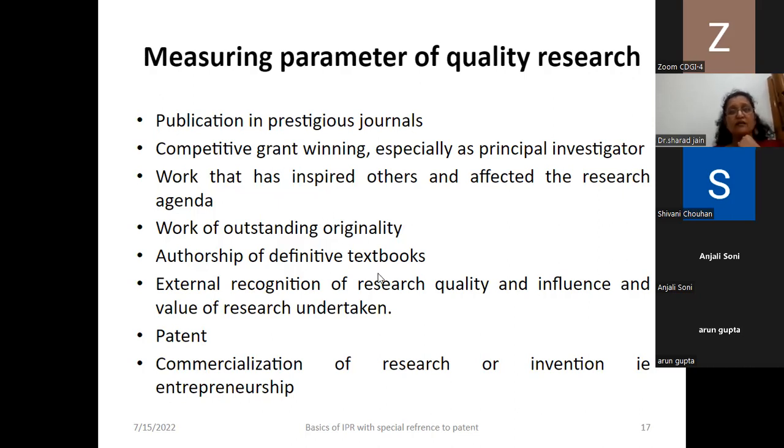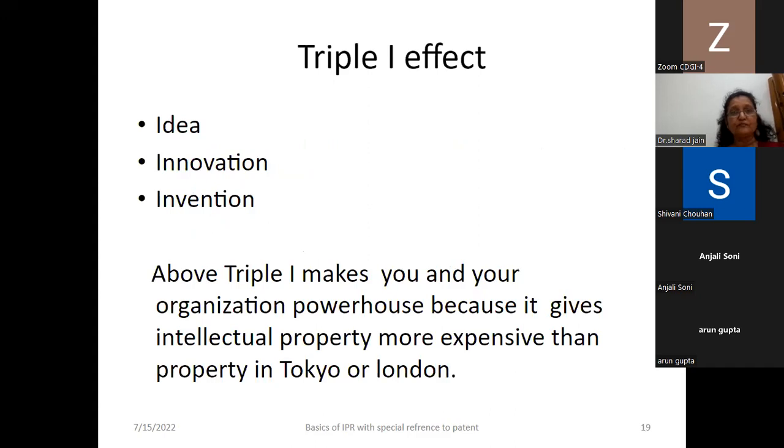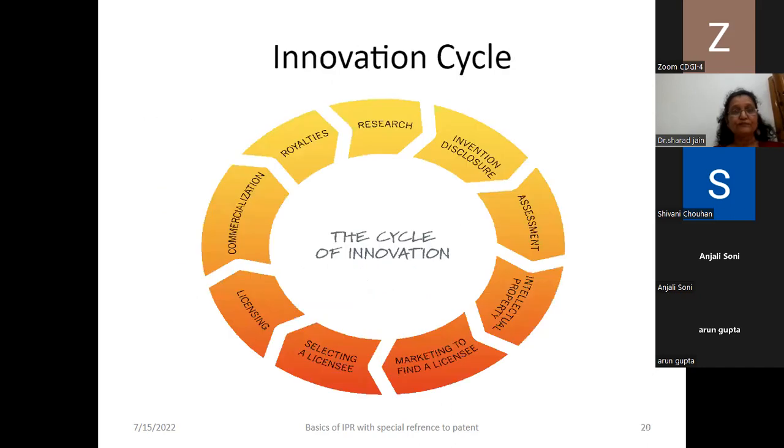Anything is useful when it has the capability to be commercialized. So any appropriate research problem which fulfills the 3I, innovativeness, inventiveness, or industrial applicability, that research is useful. The triple I effect: if somebody is working on this, they can make themselves or their organization powerful, because it gives intellectual property which is more expensive than property in Tokyo or London. If somebody is purchasing a plot or gold, that is not as important as compared to intellectual property. These are more expensive.